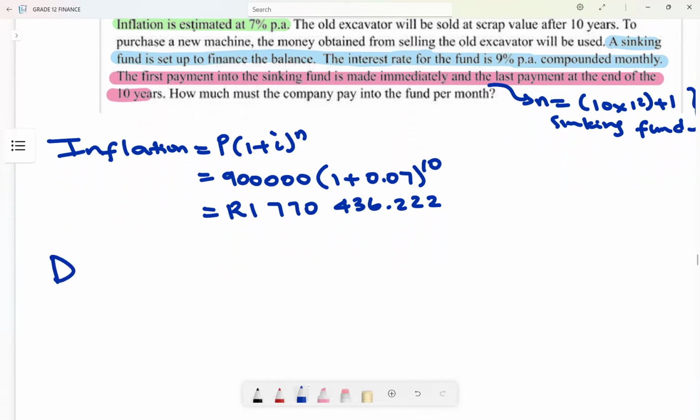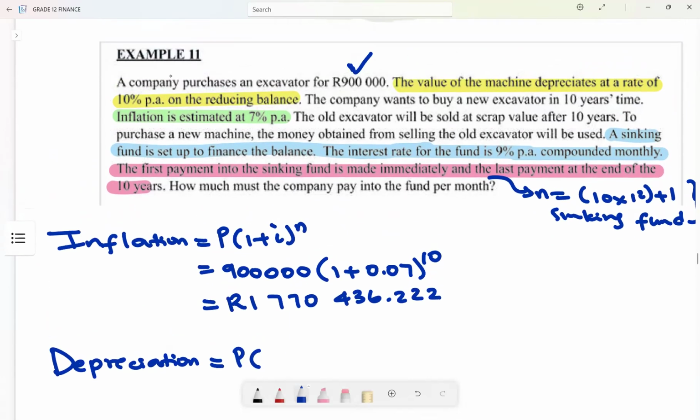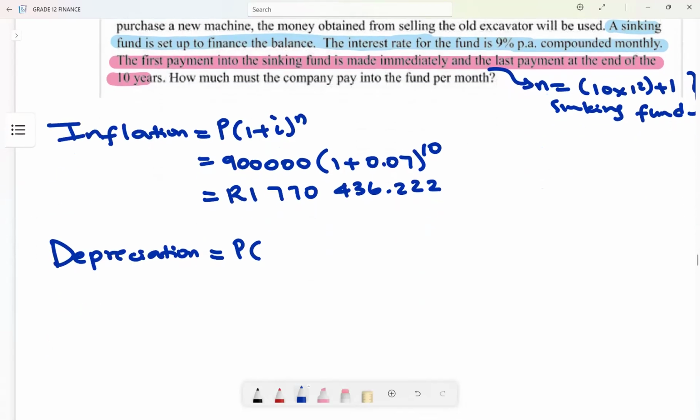Okay. Now I need to calculate how much I'm going to sell it for, which is by depreciation. How do I calculate depreciation? P is equal to, I need to check what kind of method I used for depreciation. They tell me it is the reducing balance method. Remember, for reducing balance method, it is this one, 1 minus i to the power of n. If they said straight line method, I was going to use this one, 1 minus in. Very, very important. Please know those two. Depreciation, P is how much? 900,000. I want to know what it will be worth after that.